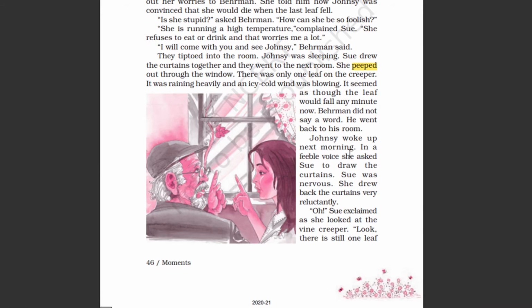Johnsy woke up next morning. So she was sleeping that evening and she woke up the next morning. In a feeble voice, she asked Sue to draw the curtains. Feeble means weak.